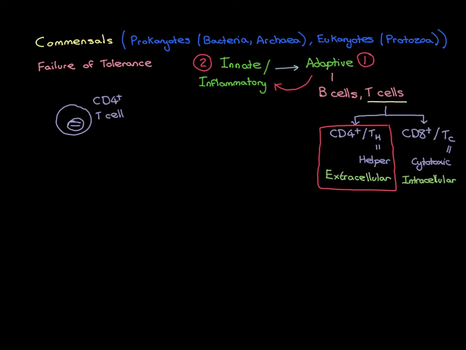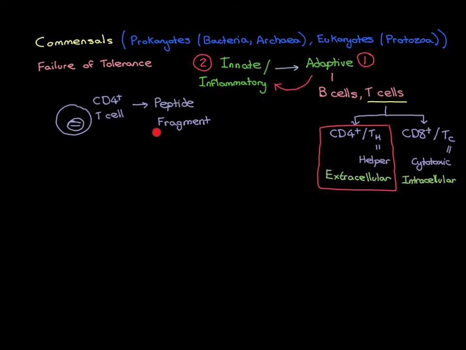Now, the way that a CD4 positive T cell is directed against a pathogen is that it is actually directed against a specific peptide fragment. So every single CD4 positive T cell has a peptide fragment that it is directed against. They are all programmed to attack a certain peptide fragment that they recognize.